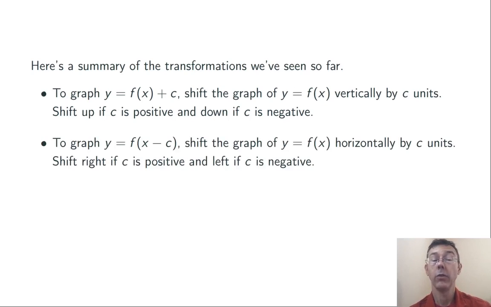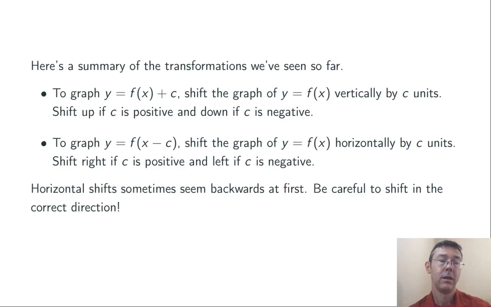If you've got to graph y equals f of x minus c, so subtracting c inside the function, that's going to shift the graph of y equals f of x horizontally by c units. You'll be going to the right if c is positive and to the left if c is negative. Notice that inside that function it's x minus c, not plus c. It's very easy to get that backwards. It's a shift to the right if you're subtracting a positive number.